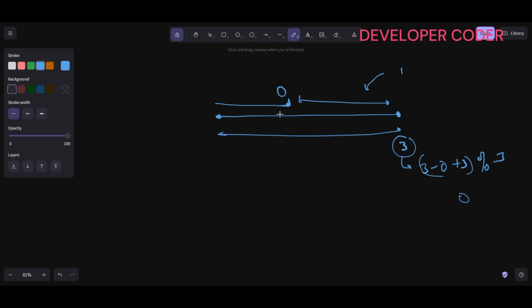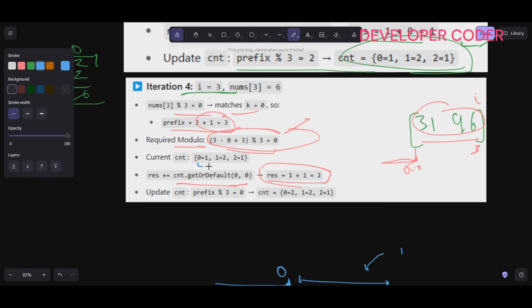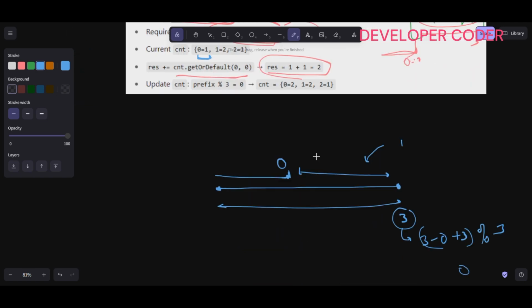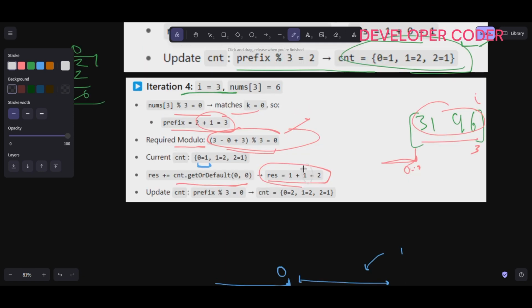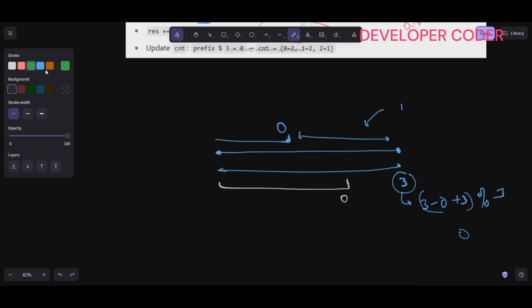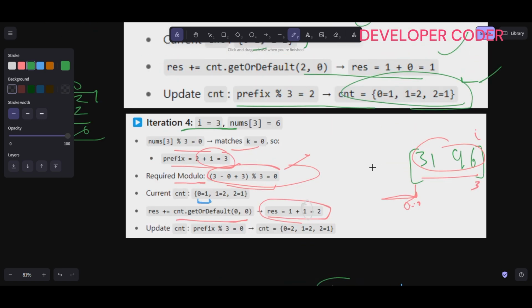Now here you see that the 0 frequency is just 1. But if the 0 frequency is 2, we see 0 two times, 0 here and 0 here also, then we are going to add 2 here instead of 1. The previous value of result is 1, and here we are going to add 2 in that case. So why 2? This is going to be one valid L2R, and this is also going to be one valid L2R. So that's the reason.